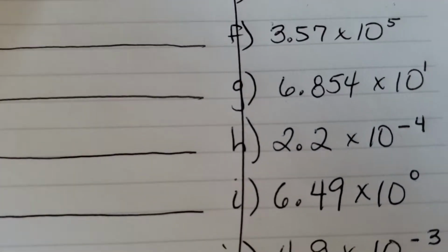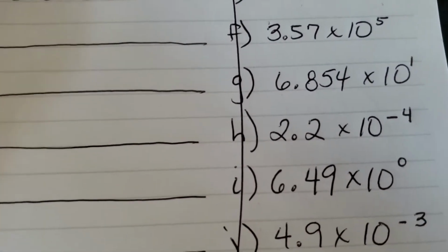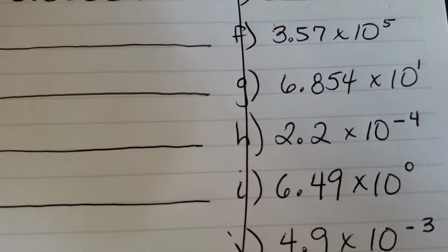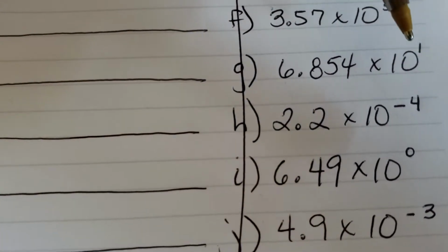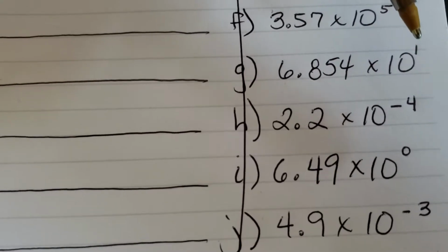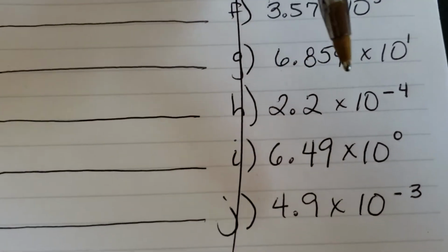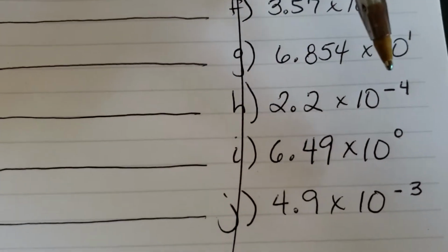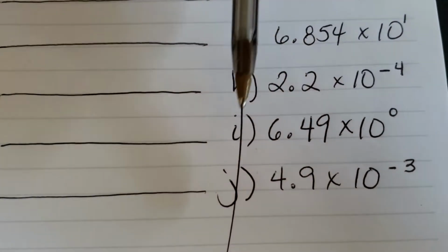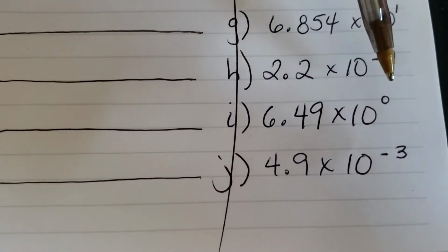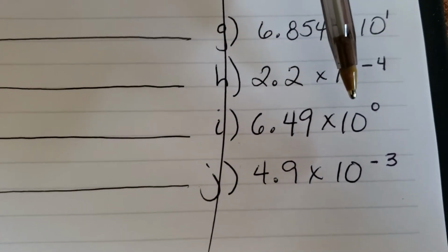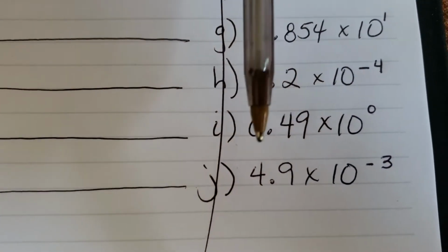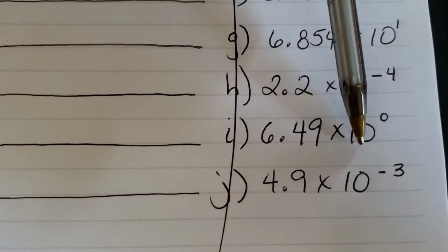So take a look at these in scientific notation. 6.854 times 10 to the first. And 10 to the first is fine because that is a base of 10 and an exponent that is an integer. 2.2 times 10 to the negative 4. Negative 4 is fine. That is an integer. 6.49 times 10 to the 0. 0 is fine. That is actually the same as multiplying by 1, if you recall, okay? And then we have 4.9 times 10 to the negative 3.